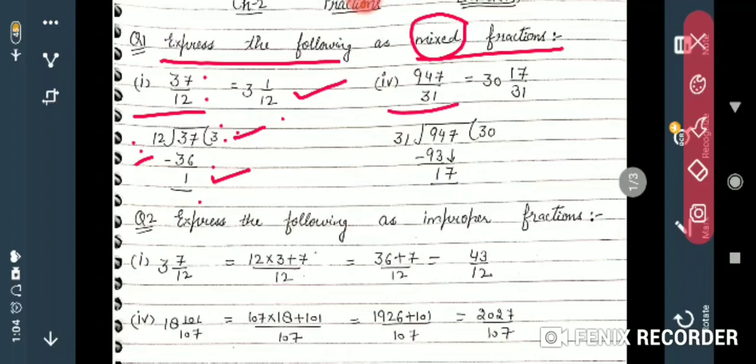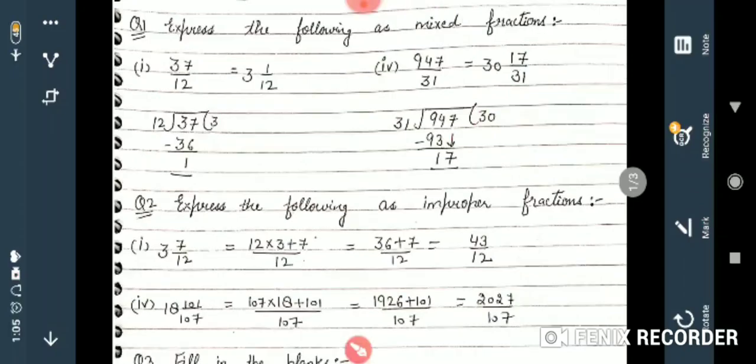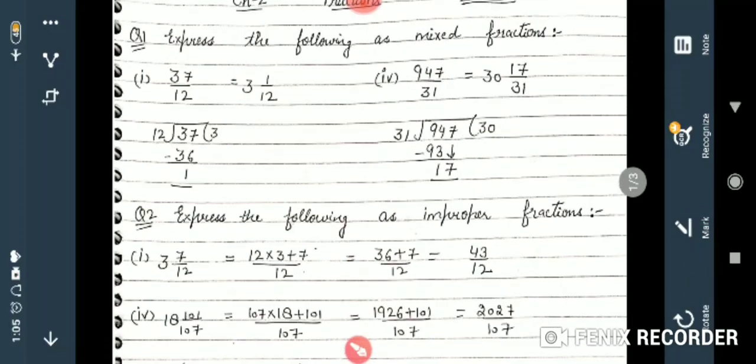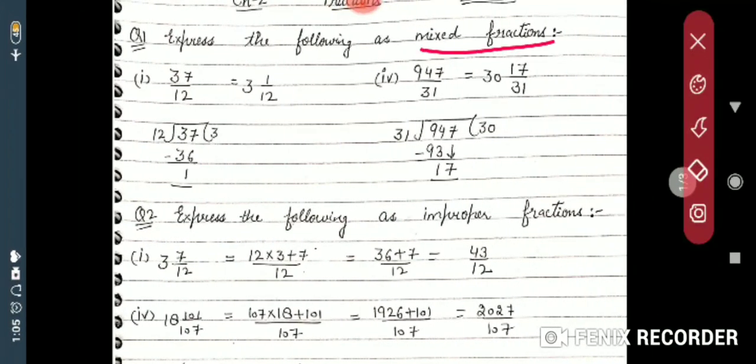Then the next question is 947 upon 31. So 31 3s are 93. 94 minus 93 you will get 1, and bring down 7. Now you cannot divide this term, that's why you will put 0 here. So the integral part is 30 whole and the fractional part is 17 upon 31. So as you understood, a mixed fraction contains one integral and one fractional part, and you can convert these numbers into mixed fractions by dividing.